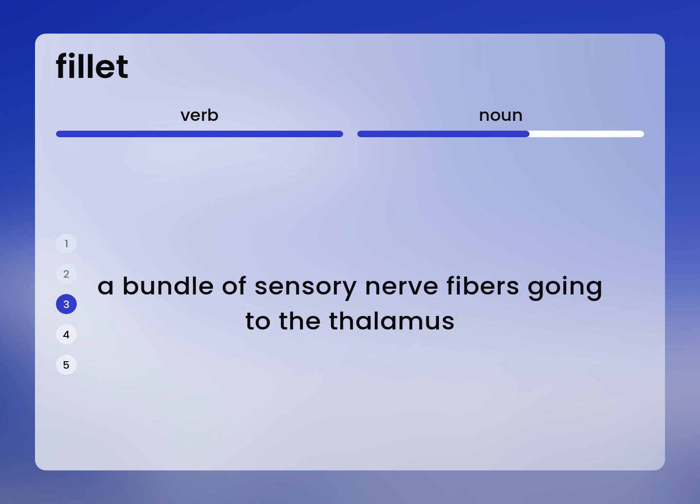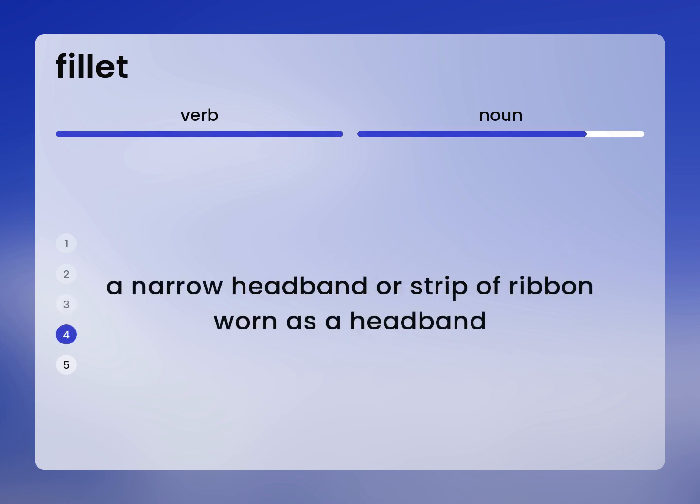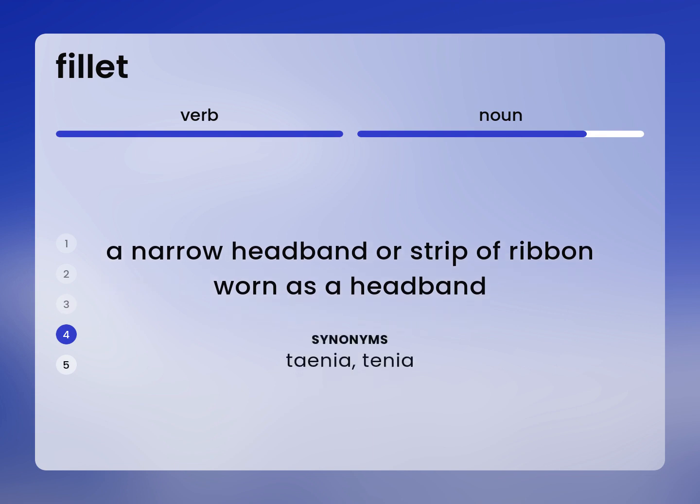A bundle of sensory nerve fibers going to the thalamus. Lemniscus. A narrow headband or strip of ribbon worn as a headband. Tinea, tenia.